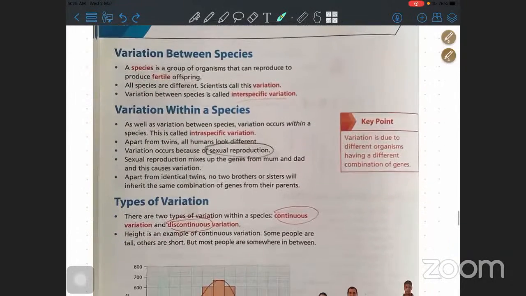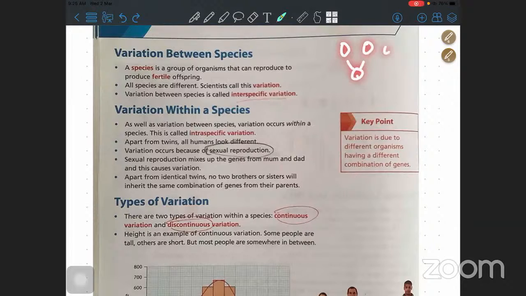And then also we have the variation between species. A species is a group of organisms that can reproduce to produce a fertile offspring. It's not that they cannot produce an offspring, but they cannot produce a fertile offspring. It means that this is the father, this is the mother, and then this is the offspring.